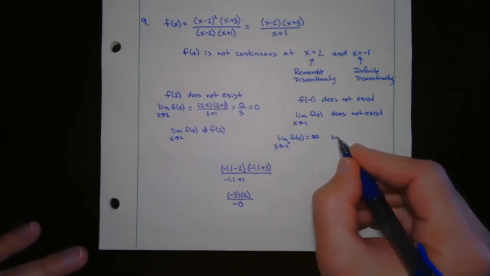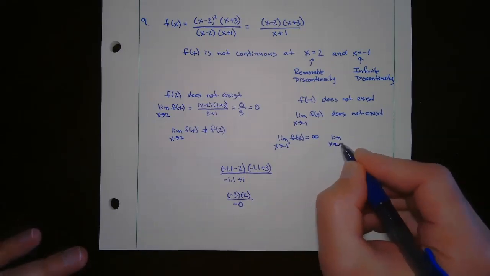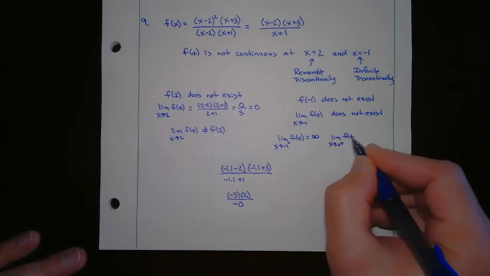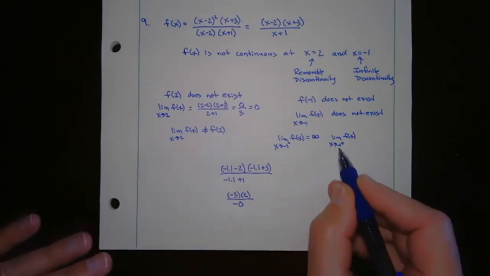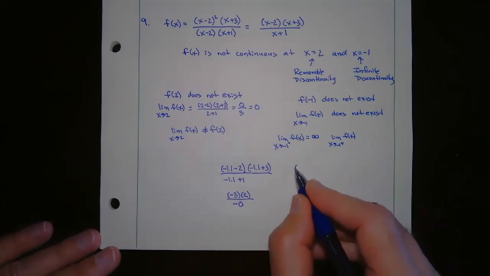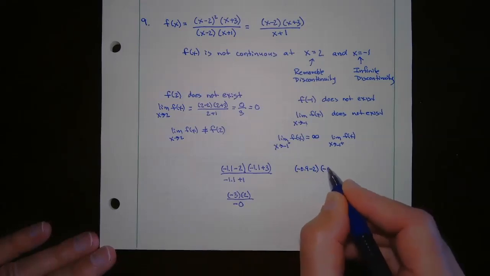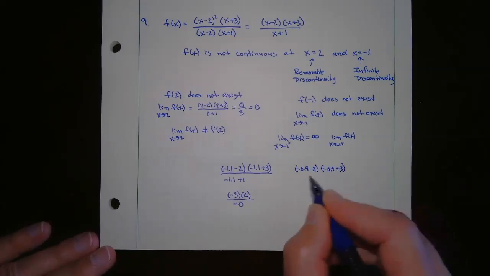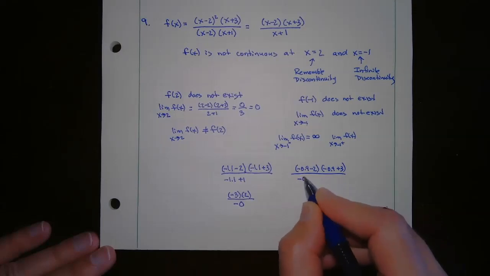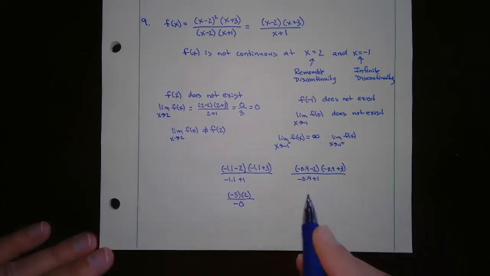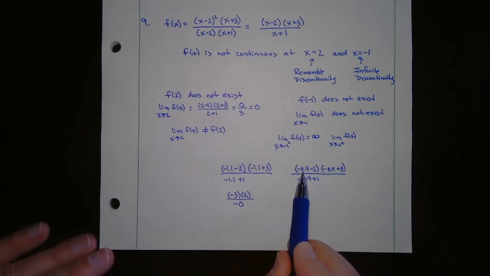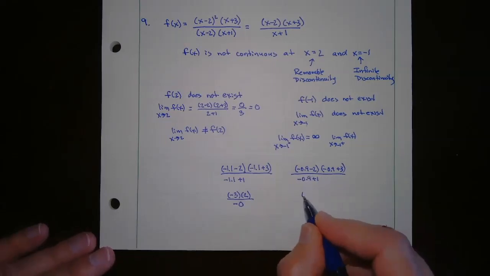And the limit as x approaches -1 from the right of f of x. That'd be like -0.9. So -0.9 minus 2 times -0.9 plus 3 all over -0.9 plus 1. Again, this is not really -0.9; it's getting closer and closer to -1. So you can think of this one being -1. -1 minus 2 is -3.